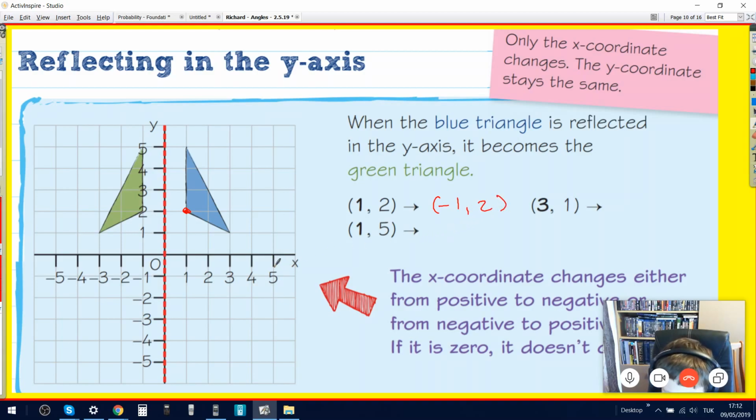And what about if that point had been reflected in the x-axis? Oh, okay. That would be.